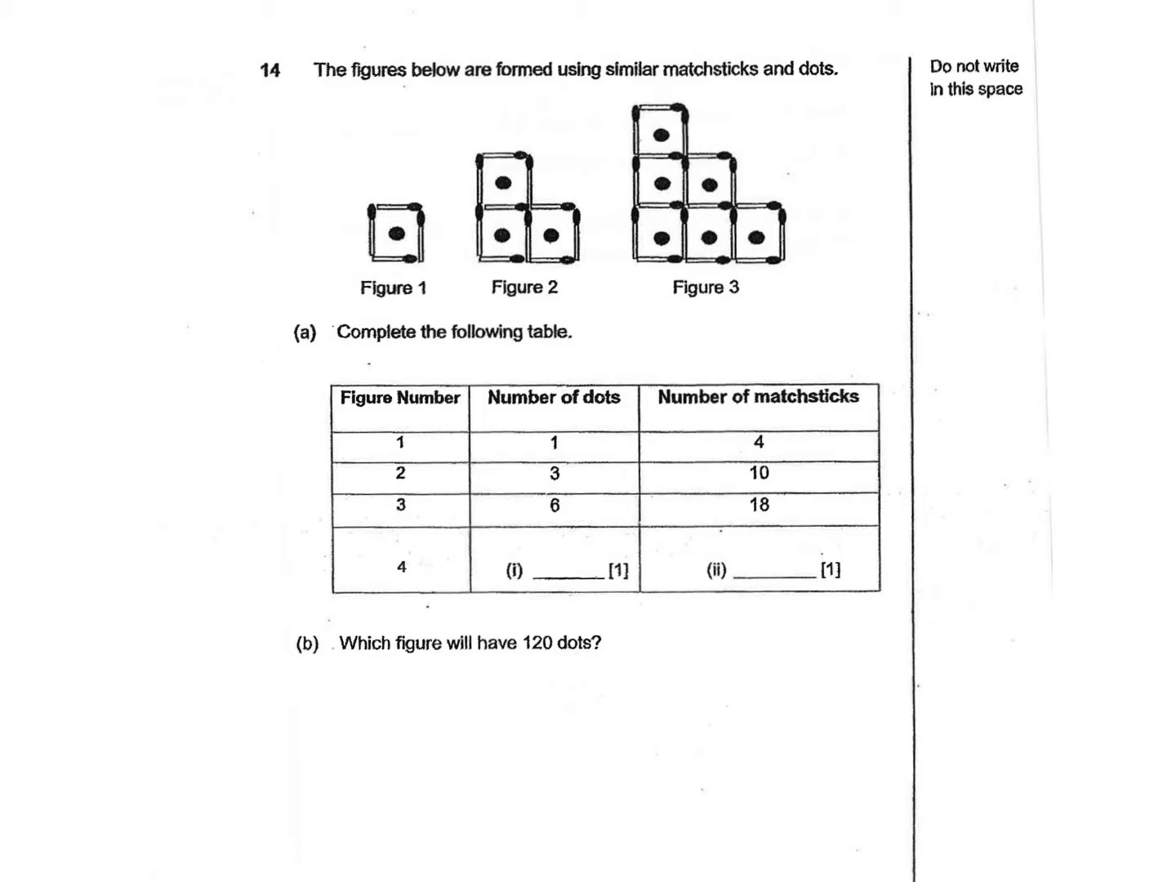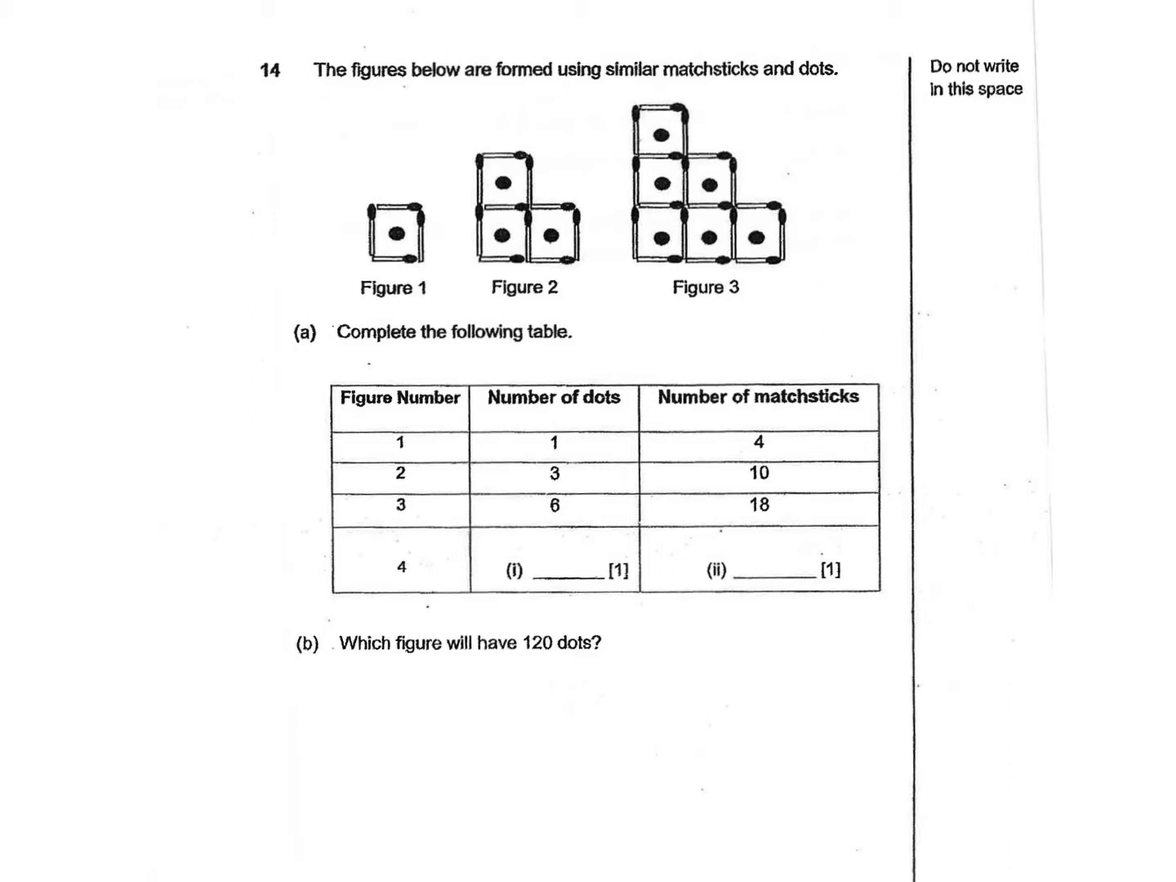So for figure 1, we have 1 dot and 4 sticks. For figure 2, we have 3 dots and 10 sticks. For figure 3, we have 6 dots and 18 matchsticks. And the question is asking how many dots are in figure 4 and how many sticks are in figure 4.